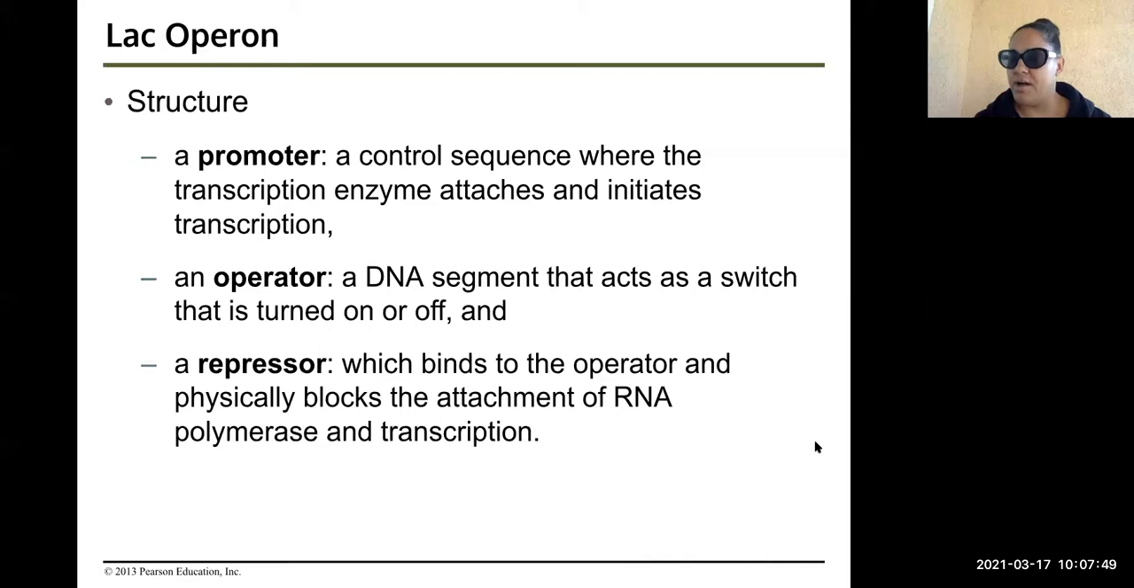So structure, all operons have the same basic structure. A promoter, like I said, that start sequence, it's the control sequence where the transcription enzyme attaches and initiates transcription. An operator, which is a DNA segment that acts as a switch that gets turned on and off. And then a repressor. To repress means to like stop something or block something. So the repressor binds to the operator and physically blocks the attachment of RNA polymerase, which means transcription cannot happen. So it physically blocks transcription from happening.